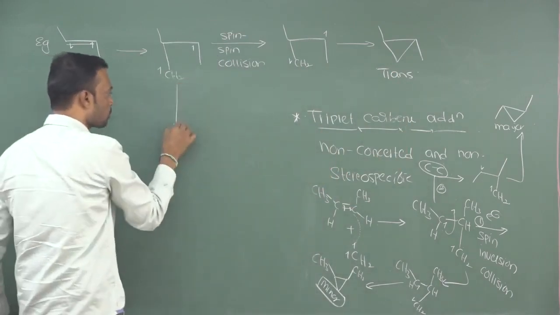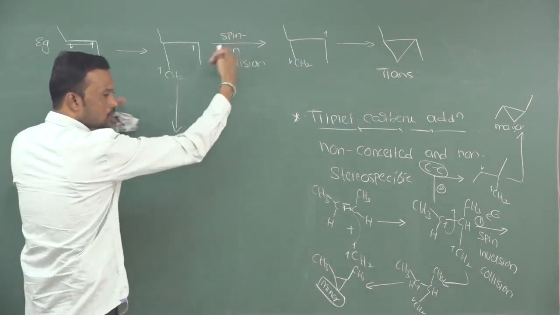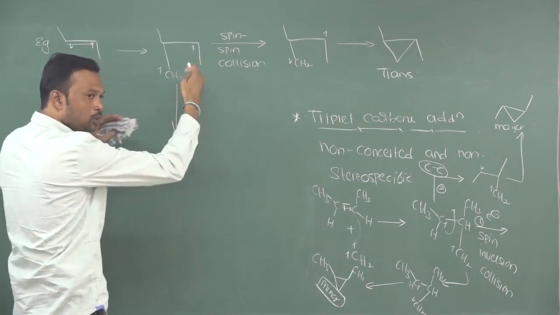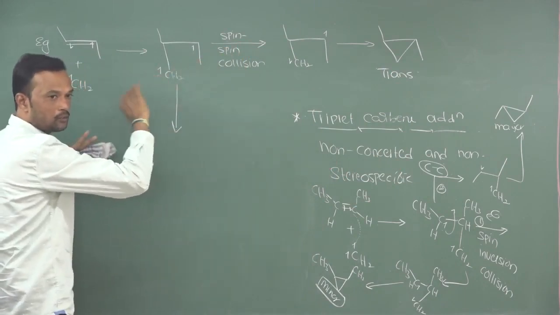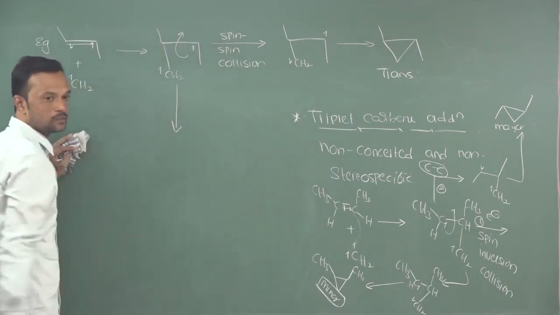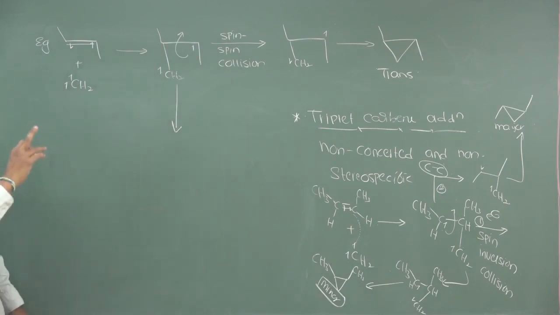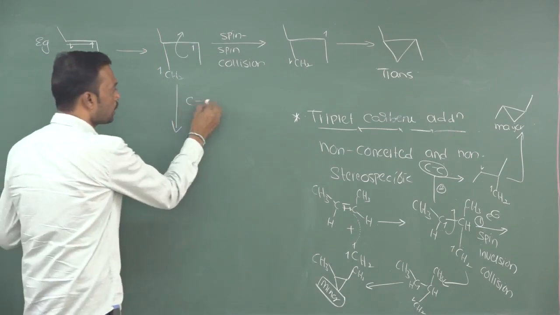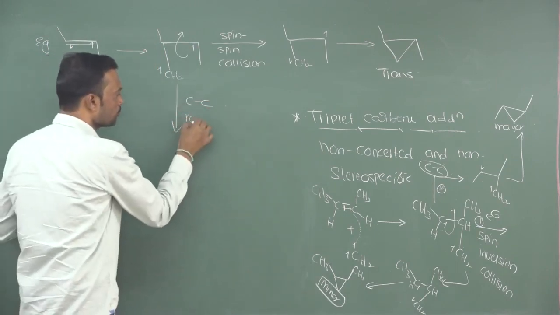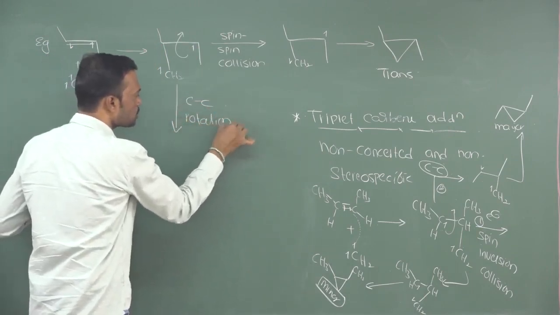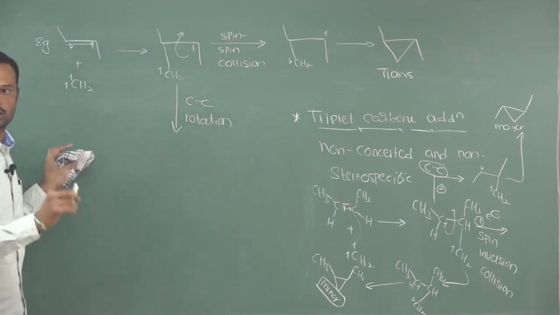In this case, now one more pathway is there. When two electrons come close together, they want to combine, but due to similar spin, they won't combine. Then what happens? CC rotation takes place. Converting cis to trans is easy, but converting trans to cis is a delayed process. It is not a rapid process. CC rotation. Is CC rotation possible in this one? Not easy. Possible, but not easy.